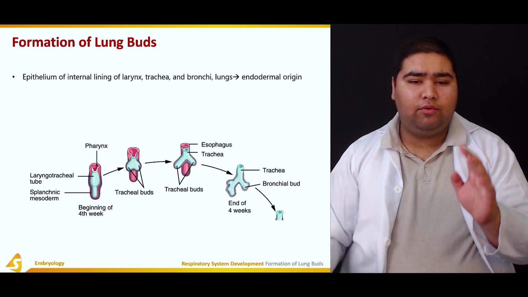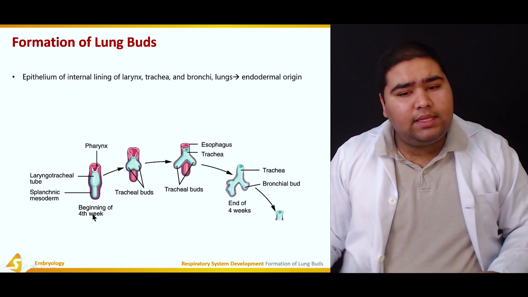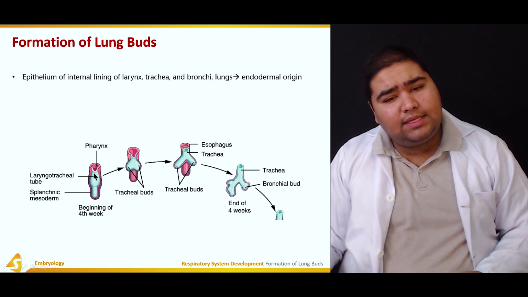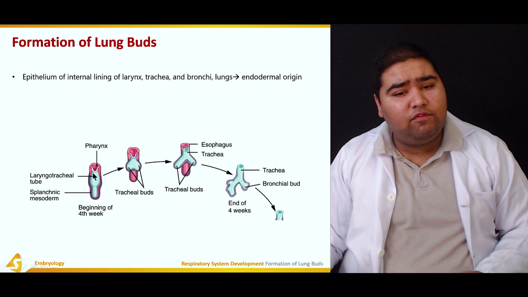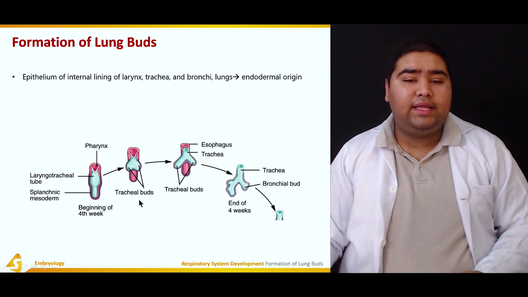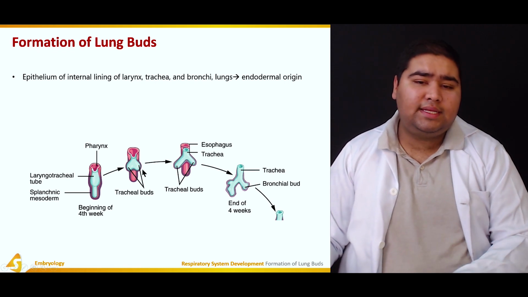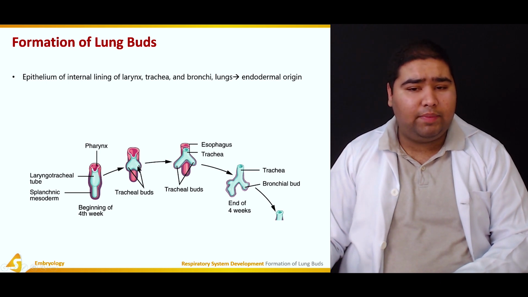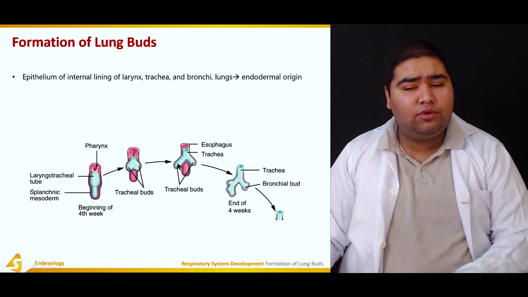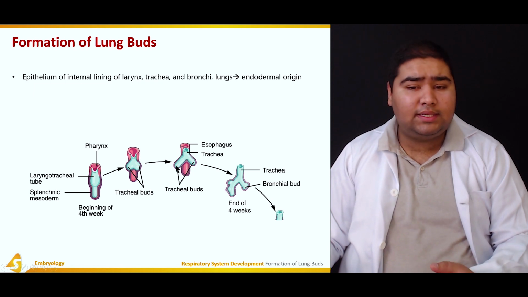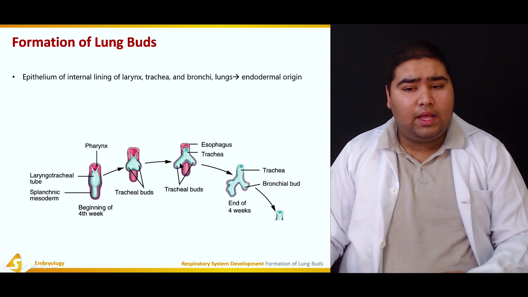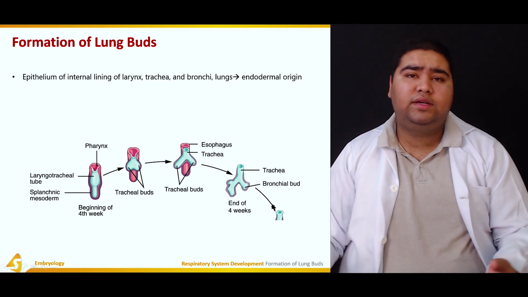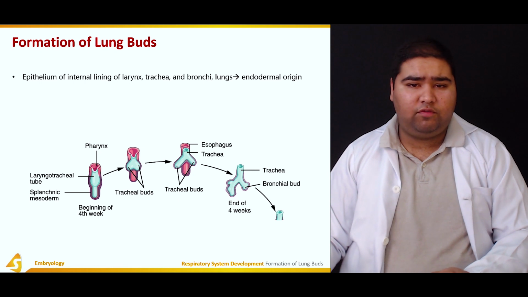So now we have a figure again. This is the beginning of the 4th week here. This is the gut tube in pink, and this is the respiratory diverticulum being formed. Then as time progresses, this respiratory diverticulum divides into two. These are the tracheal buds. These tracheal buds would give rise to bronchi. This is the further development. Now the bronchial buds are being formed, and with further development, a mature lung would be formed.